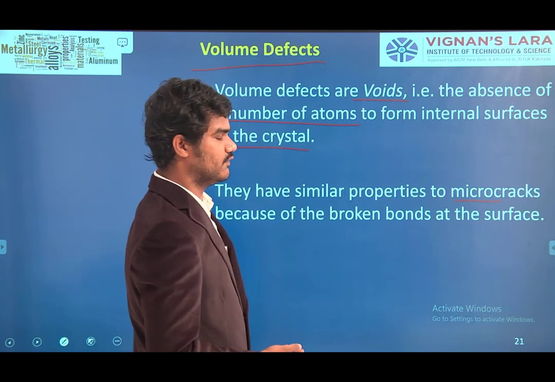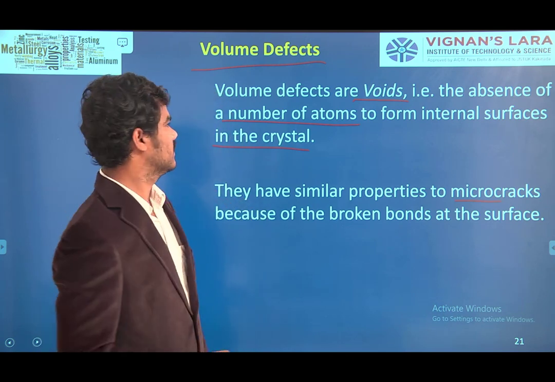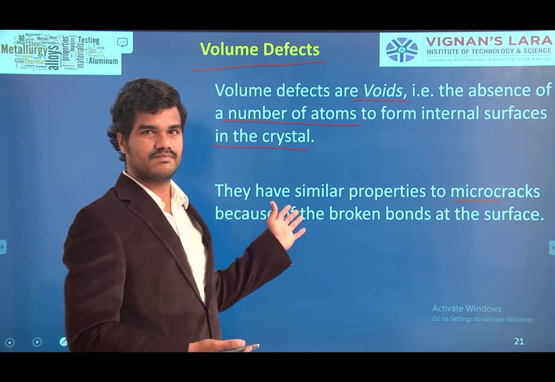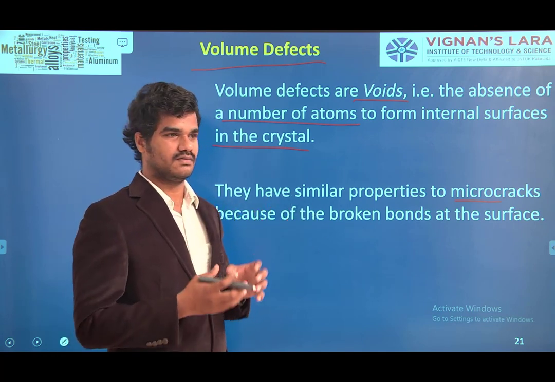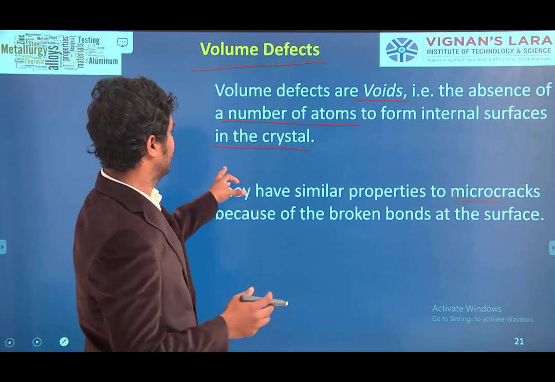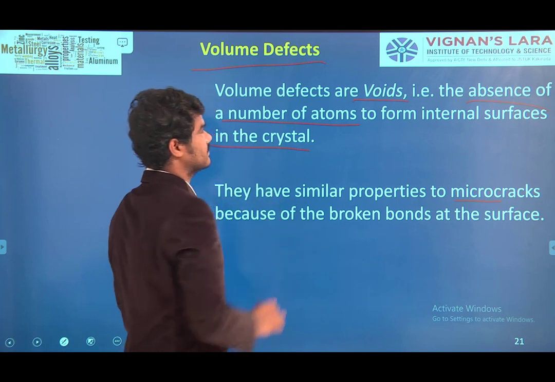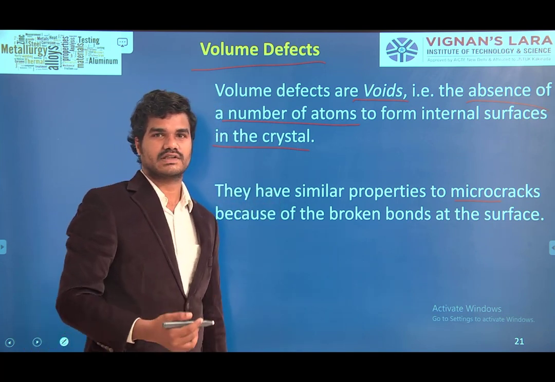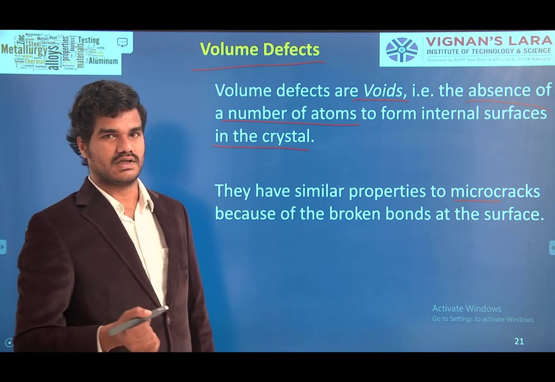Volume defect is the fourth defect under imperfections. Volume defects are voids, which we already discussed. These are three-dimensional, due to the absence of a number of atoms. Due to the absence of a number of atoms, volume defects will happen. There is not much explanation needed about volume defects. You can simply understand.